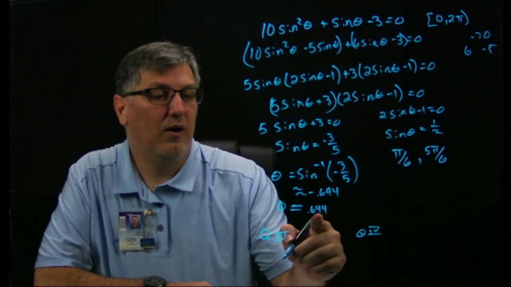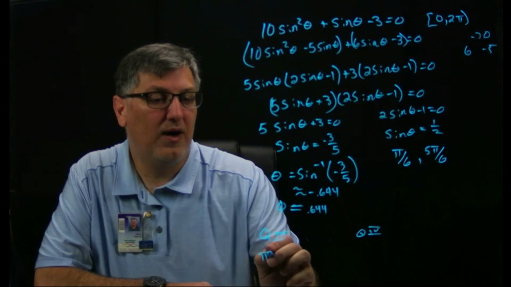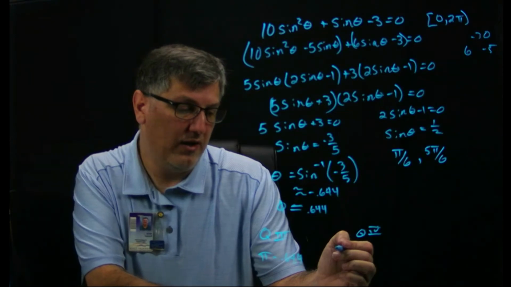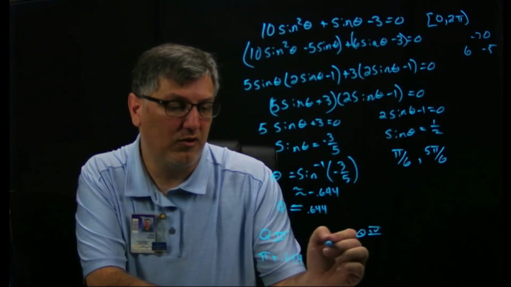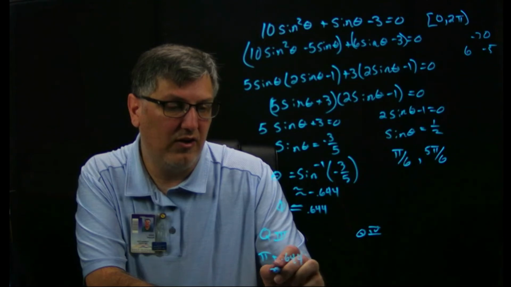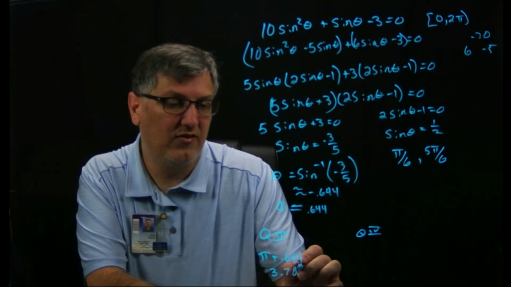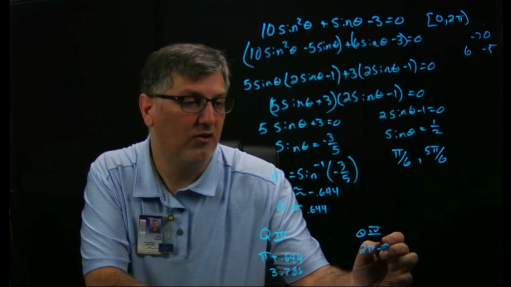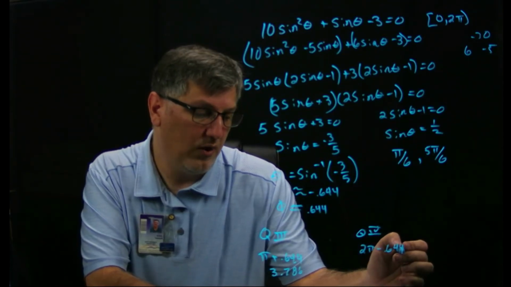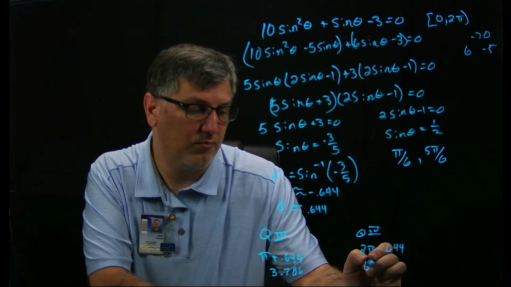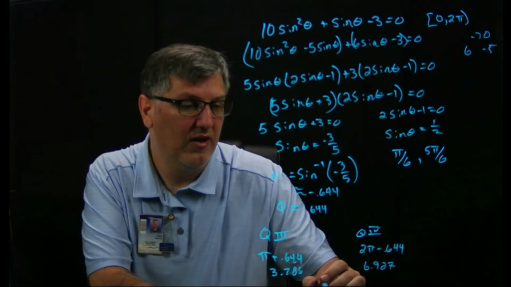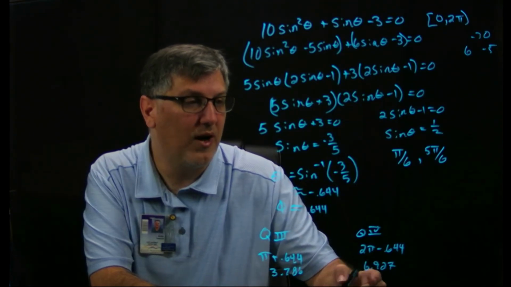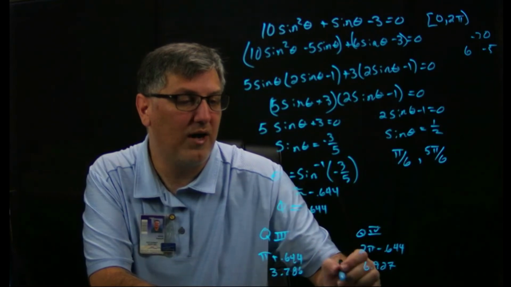So my formula for quadrant 3 was pi plus my reference angle, which is 0.644. When I throw that into the calculator, I get 3.786. And in quadrant 4, it is 2 pi minus my reference angle of 0.644. When I throw that into the calculator, I'm getting 6.927. Therefore, my answer to theta is approximately, and I'm going to put approximate because even though these are exact, these are approximates.